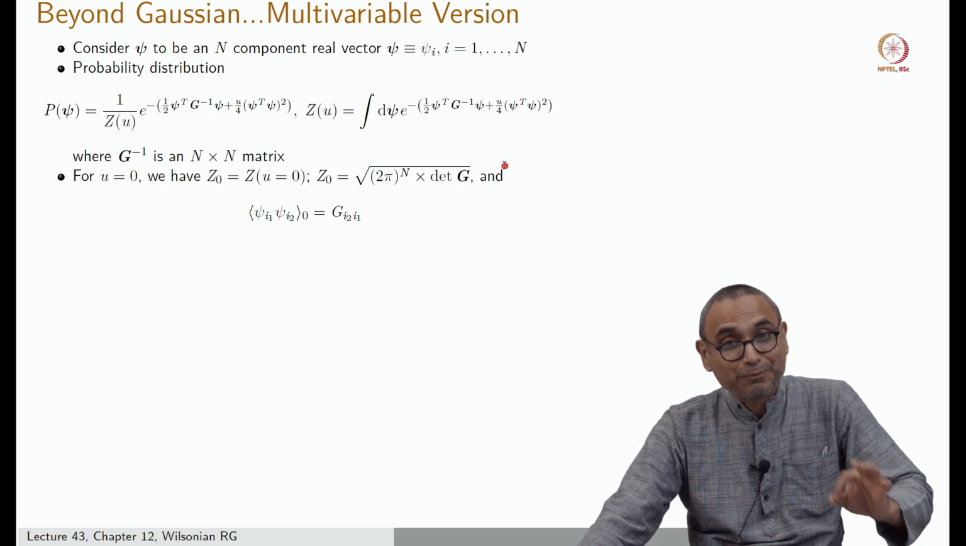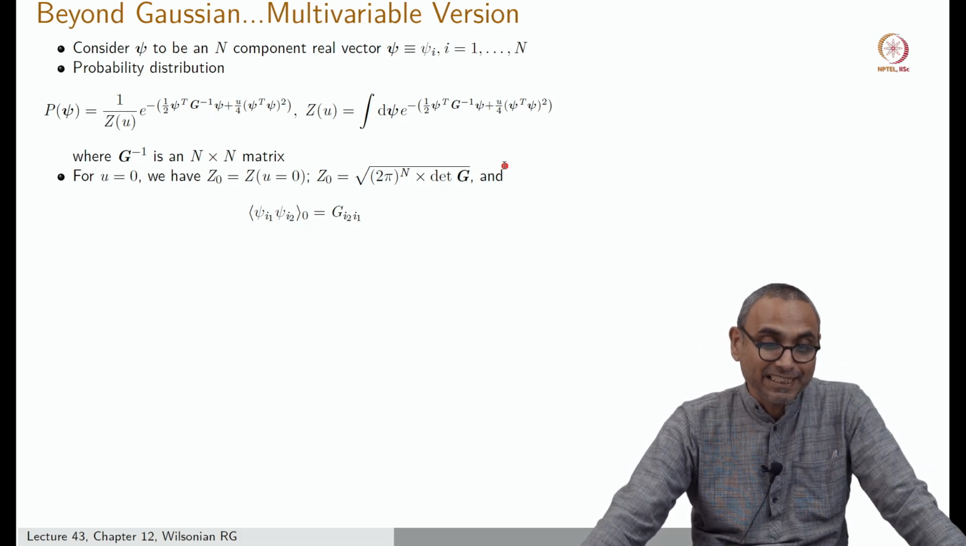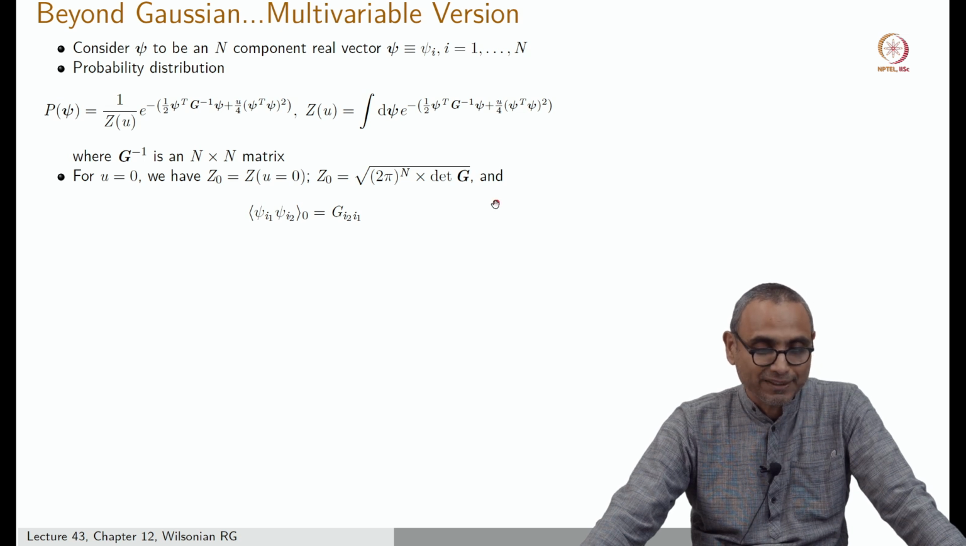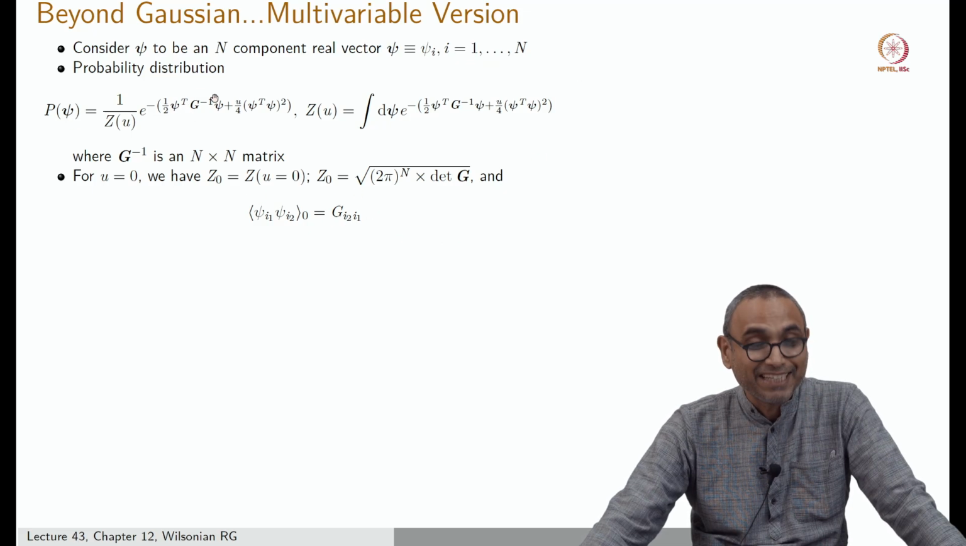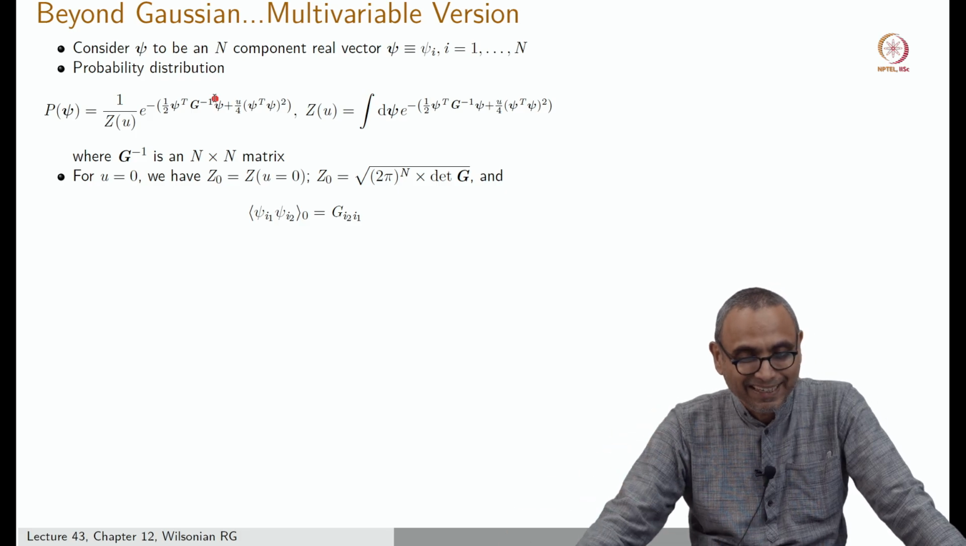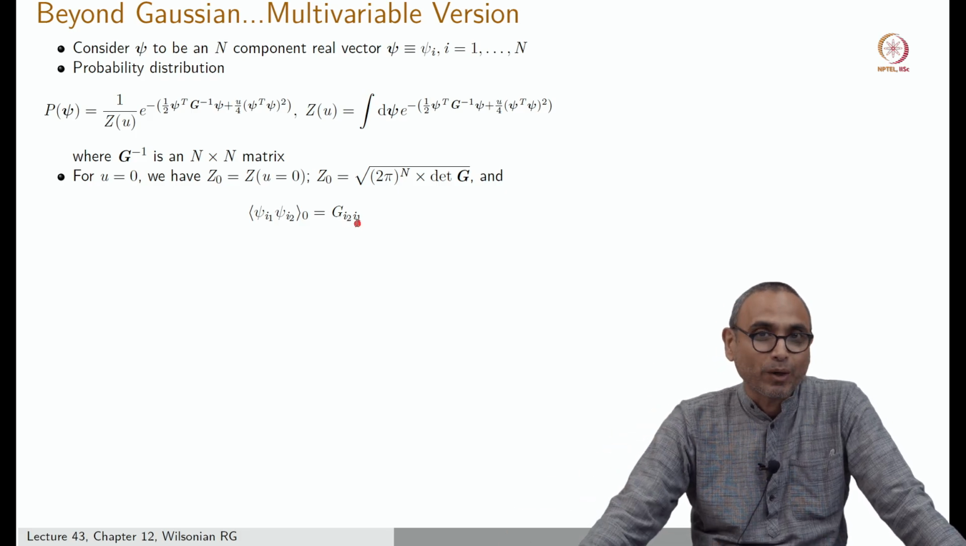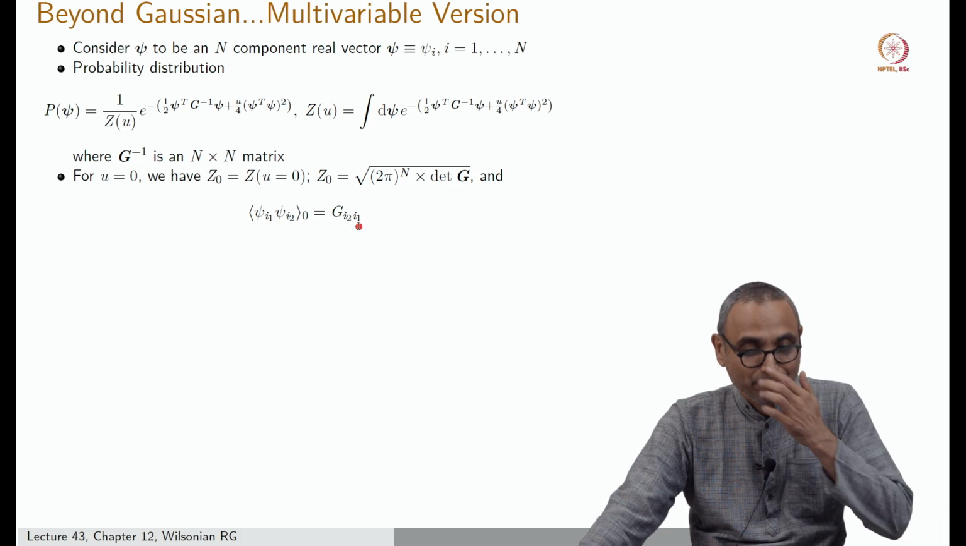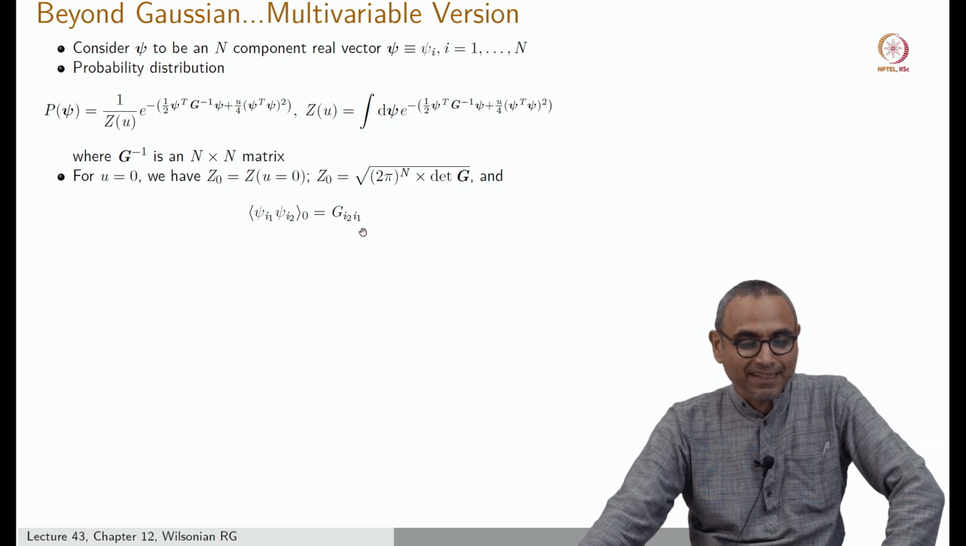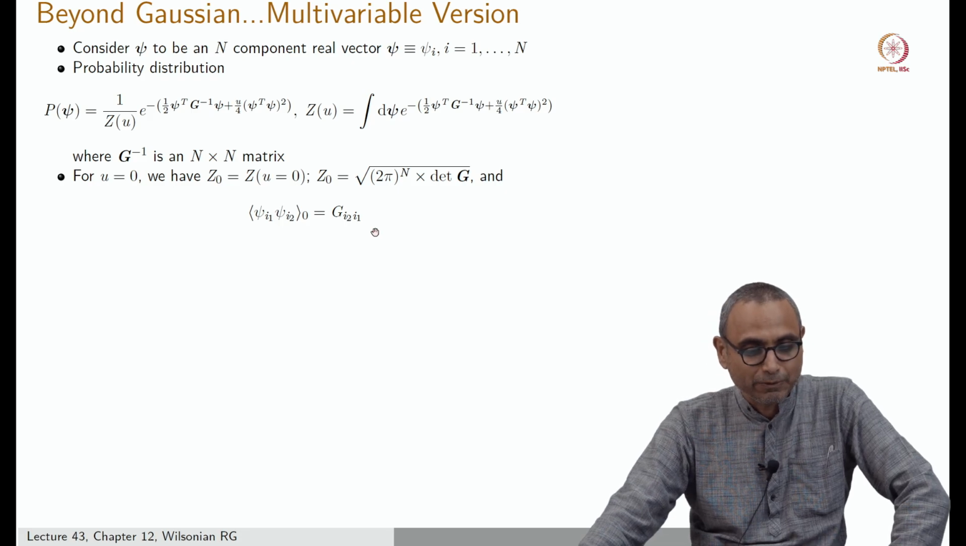And you can also show something very interesting. If you have not seen this before, I strongly encourage you to work this out. You can show that the expectation value of psi I1 psi I2, where I1 and I2 can be any of the numbers from 1 to n, is a matrix element. What you have to do is take G inverse, take its inverse so you get G, and it is the matrix element I2, I1. So this is also a well-known result. Please check out suitable references if you have not seen this before.